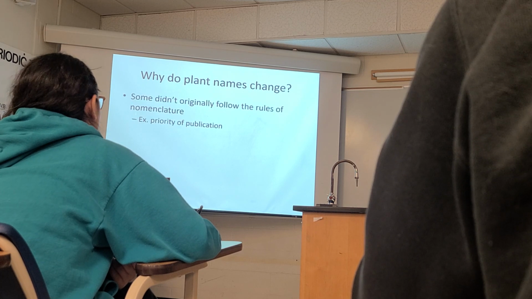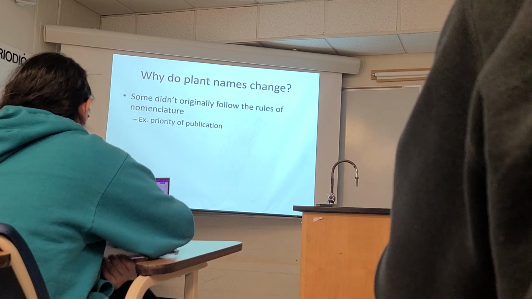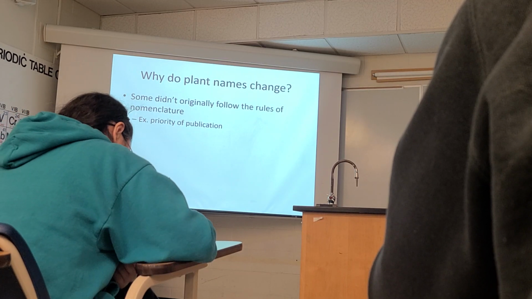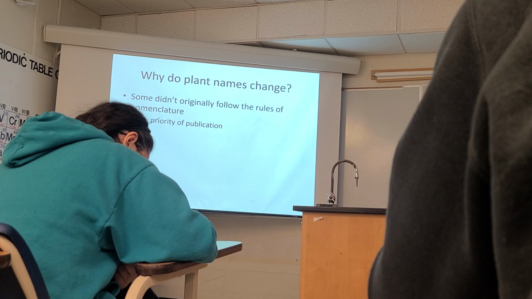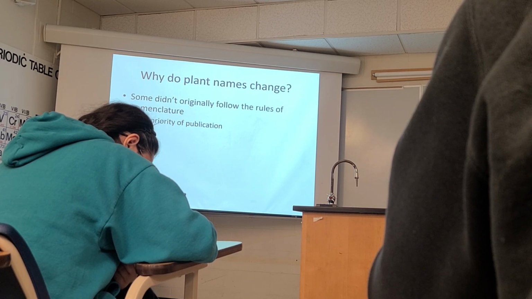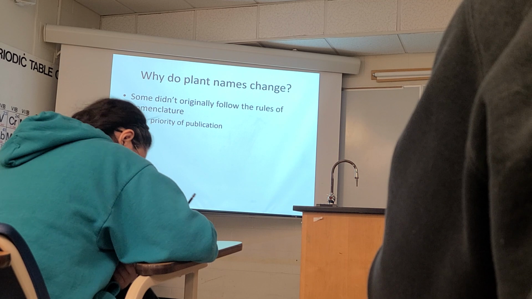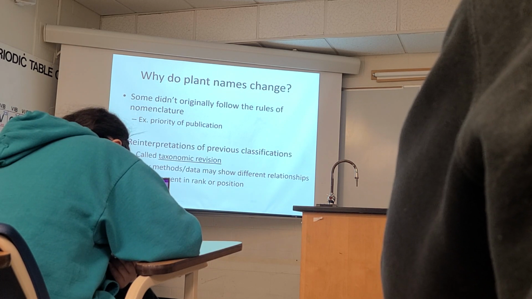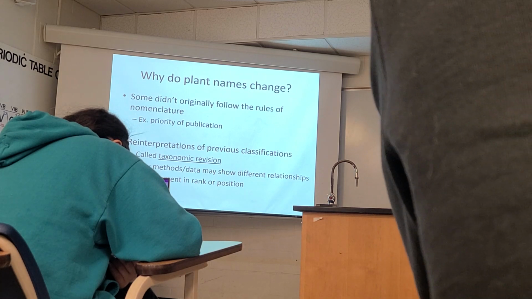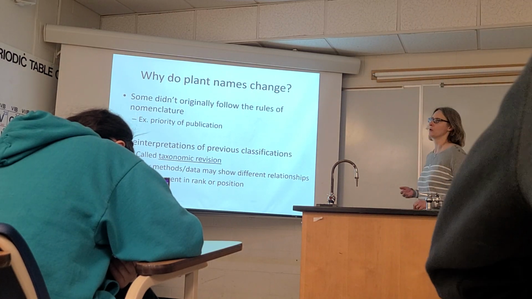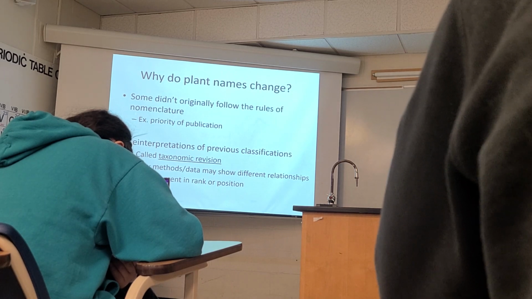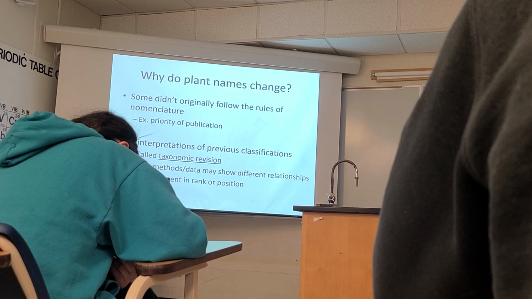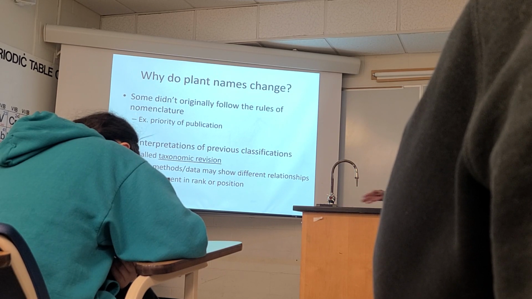So why does it happen? Well, sometimes the people who are naming plants didn't originally follow the rules of nomenclature. Okay? Or we find an older name that existed that we didn't know existed before, and we realize we now have to follow the rules of priority publication. And we have to change it to that old name, because that was the first one that was published. Or we have determined new information about this plant and realized that where we originally were categorizing it and organizing it is actually not correct. We used to have it in this genus, but we realized, no, that's not where it should be. It should be in a different genus, or its own genus.